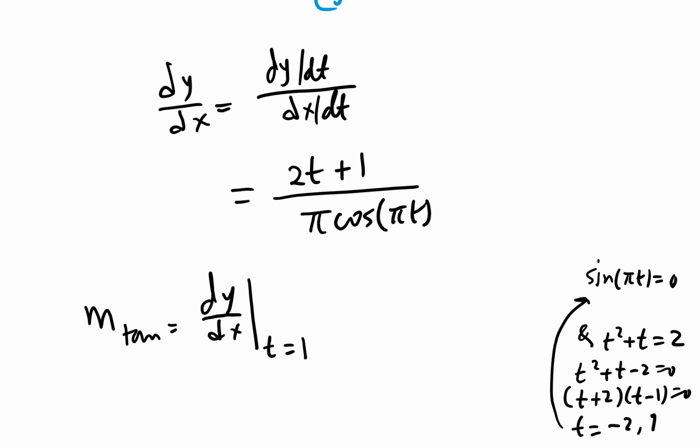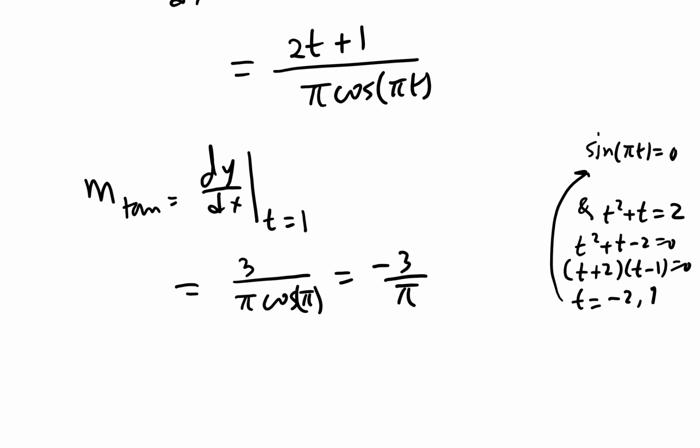So let's start with t equals 1. Substitute into the answer we got above. 2 times 1, 2 plus 1, 3 over pi cosine pi. Cosine pi is negative 1, so that gives me negative 3 over pi.